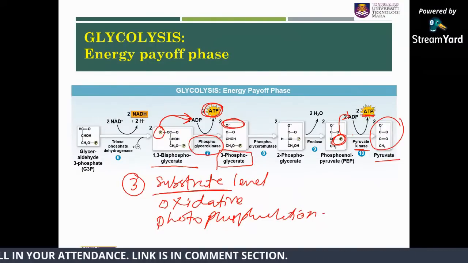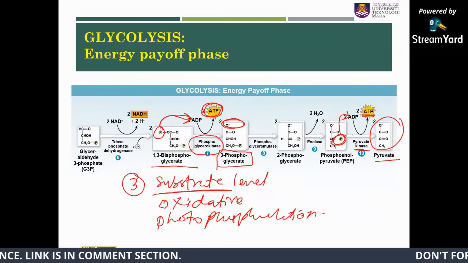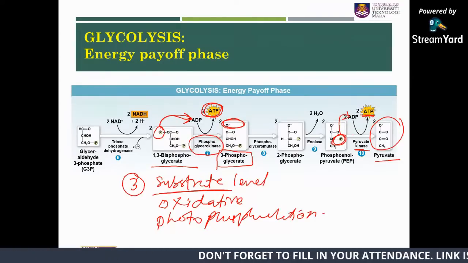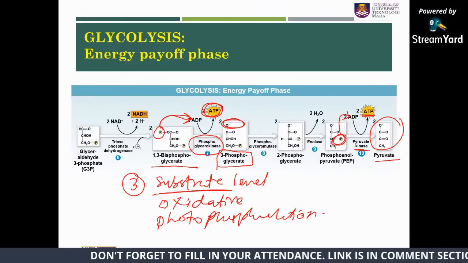Oxidative level tadi you dapati dia kena lalu jalan yang jauh. Dia kena ada redox reaction first. Okay. Hopefully you are clear now.